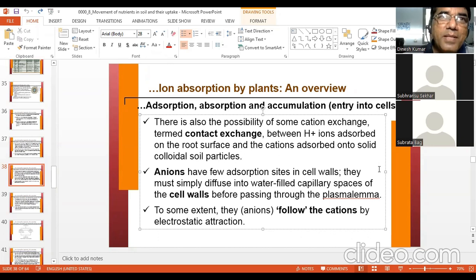Or maybe there may be some adsorption sites, some positive sites also in these cell walls, where these negative charges will be adsorbed. To some extent, they follow the cations by electrostatic attraction. They just follow it, as if saying, okay, you are going, let us, you also move there. So such kinds of processes are happening in nutrient uptake.